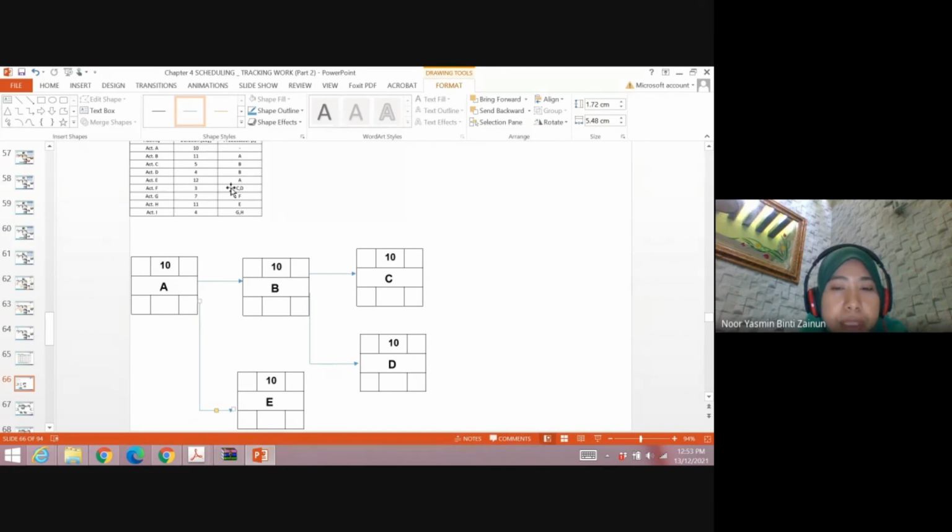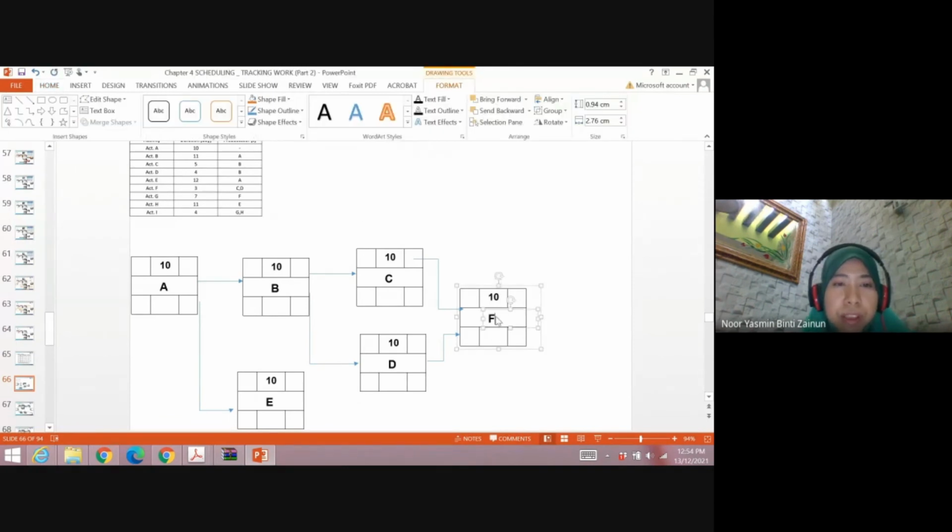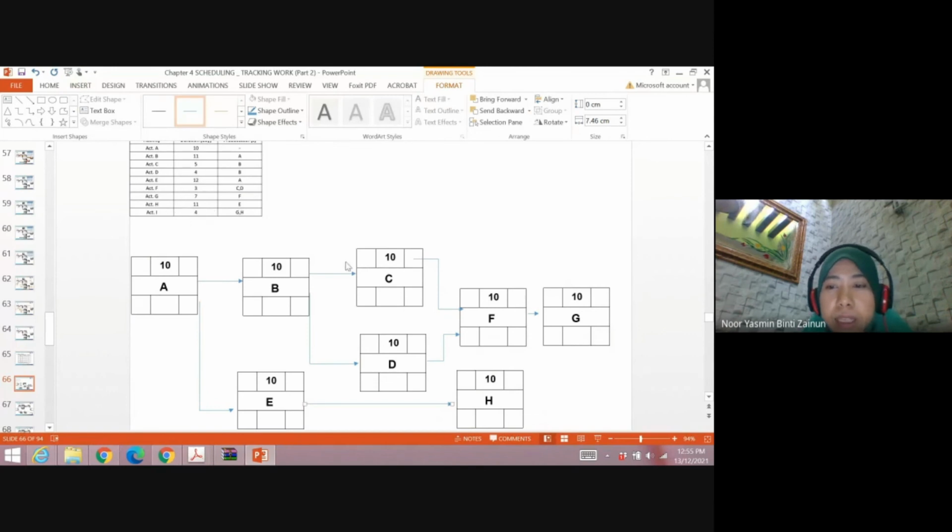F, the predecessor is C and D. Okay, so you have another one from here to here. So activity C and D are the predecessors for F. And then activity G, the predecessor is F. So here we have G. H, the predecessor is E. And I, the predecessors are G and H.